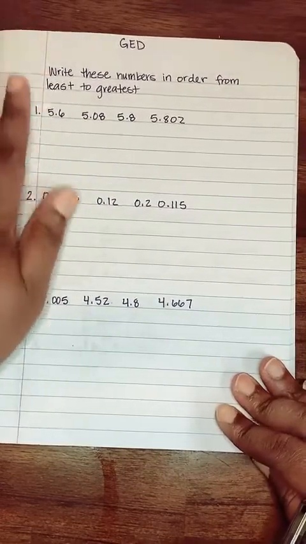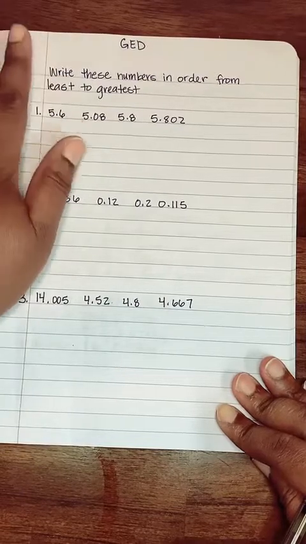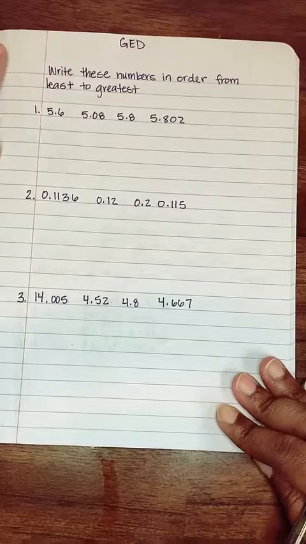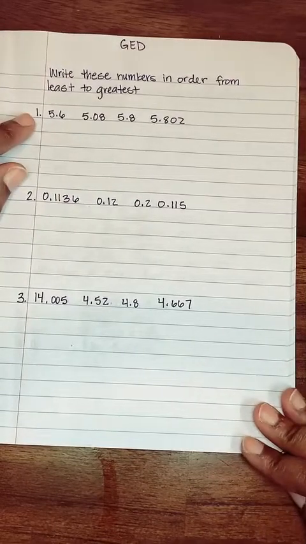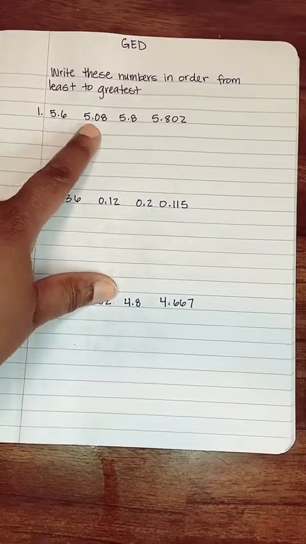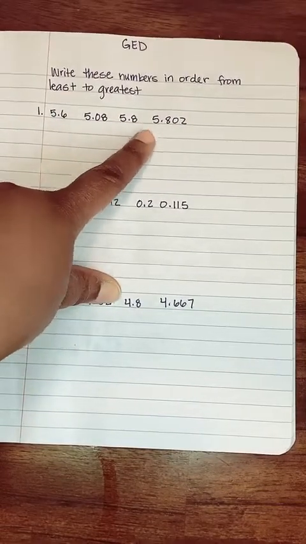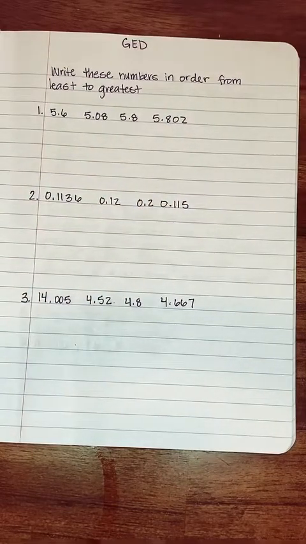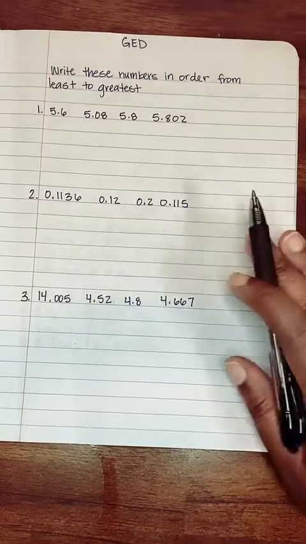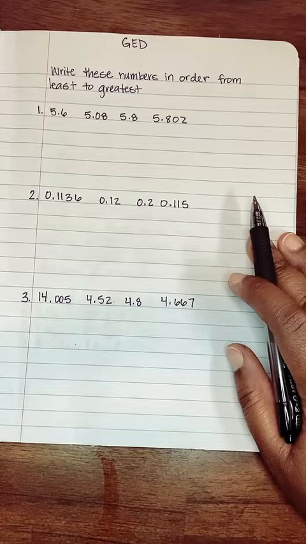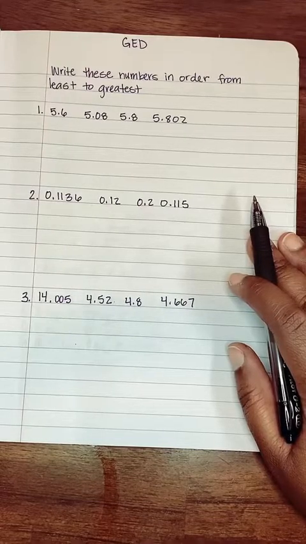So let's look at number 1. So we have 5.6, 5.08, 5.8, and 5.082. So first I need to know which one is my smallest. Okay, so which one is my smallest? What do you guys say? 5.08. Good. Okay, so this is $5.08. So 5.08 is my smallest.